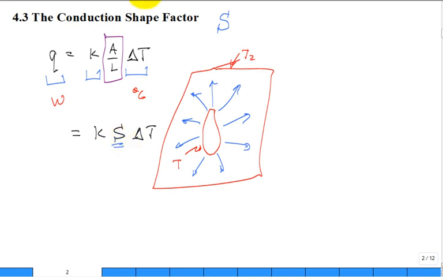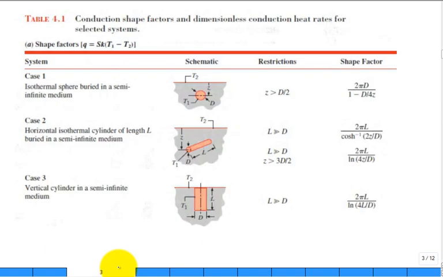For a slab, it's almost too trivial. Here's all T1, here is all T2, and the conduction shape factor is the area divided by the separation distance L. That's just too trivial. But what they'll do is tabulate this conduction shape factor. Here's a table in the textbook. They have a number of different cases. In each of these, you find that there's a line or a surface at T1 and a line or a surface at T2.